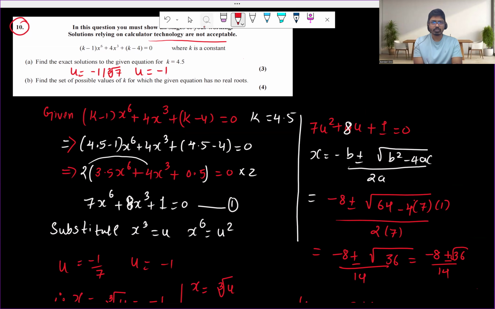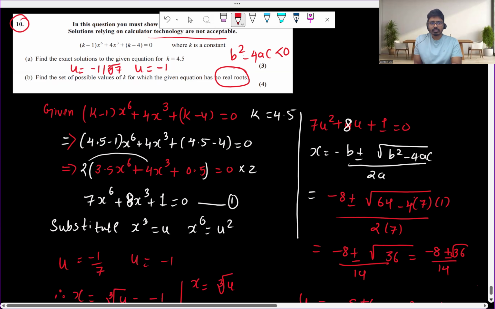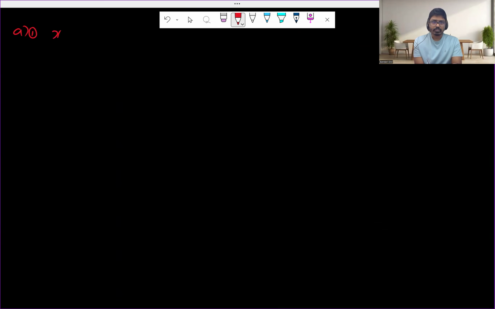So then the second question, what does the question say? Find the set of the possible values of k for which the given equation has no real root. Whenever there are no real roots, the discriminant, b squared minus 4ac, is going to be less than 0. So how are we going to solve this? This is the answer for part A: x is equal to negative 1 over the cube root of 7, or x is equal to minus 1.